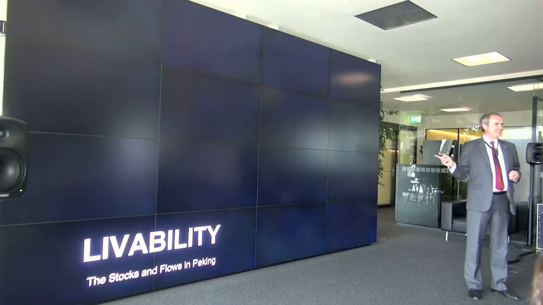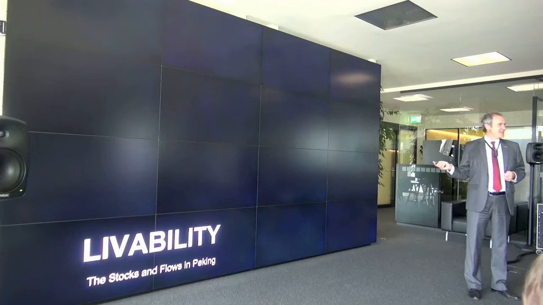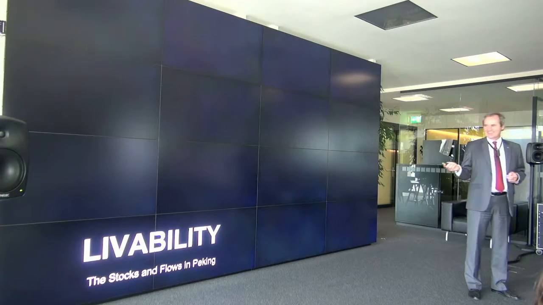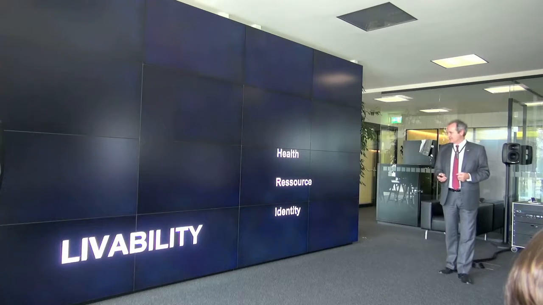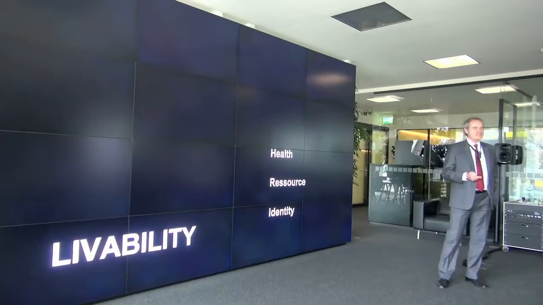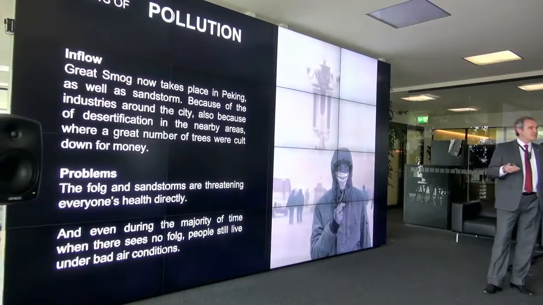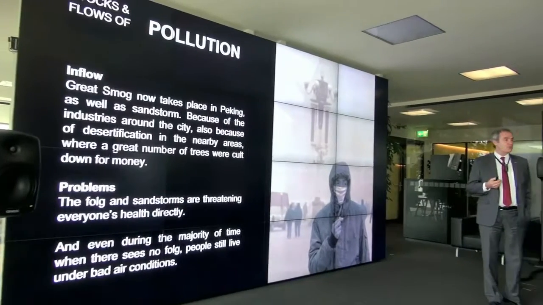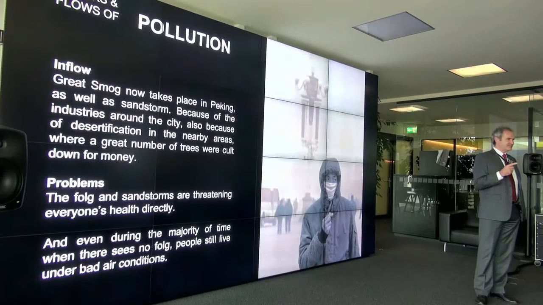Is the author here? Who recognizes his design? No? Okay. Here, these are the 3 keynotes: health, resource, and identity as the criteria for livability. And then how this livability can be influenced in a negative way. The stocks and flows of pollution are quoted. Person is not here?